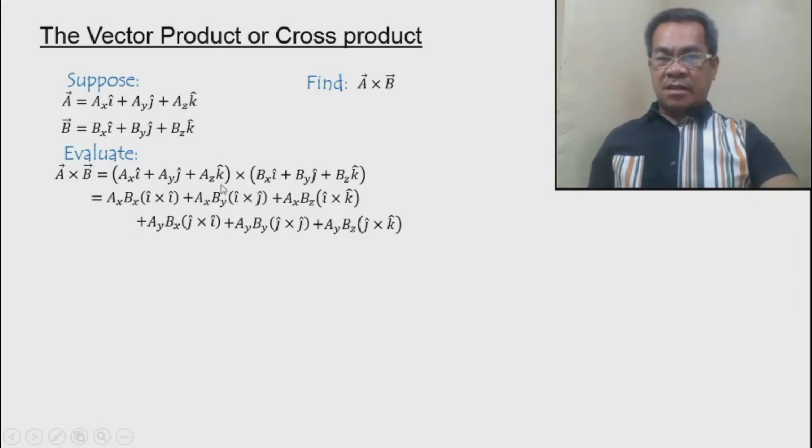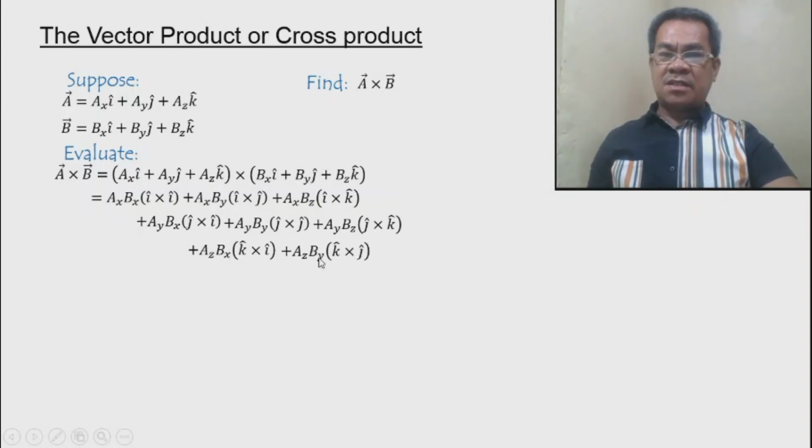Okay, then here comes the last term of A, distribute to all terms of B. So we have AZ BX K cross I. Then next, AZ BY K cross J, AZ BZ K cross K. That's it. Now you can check this.